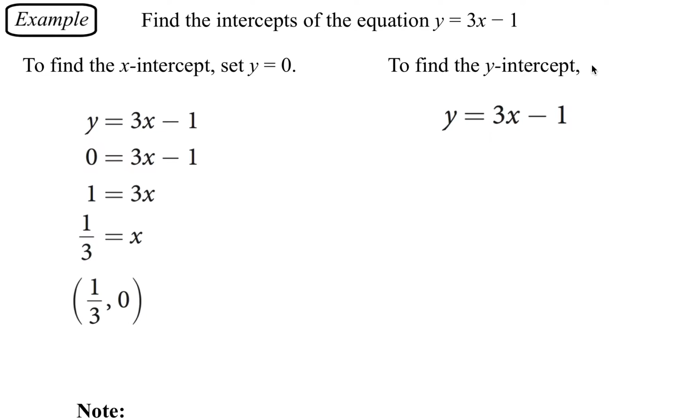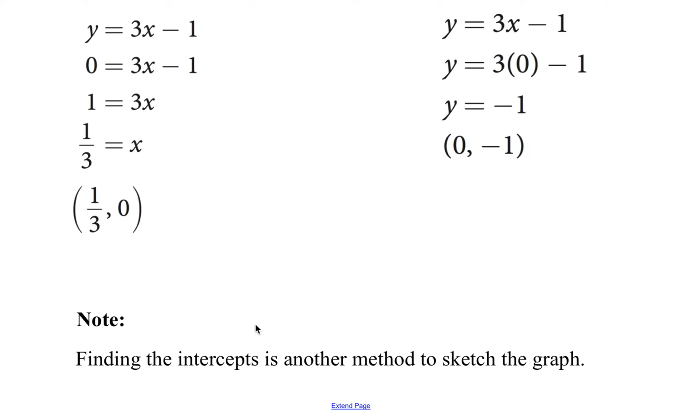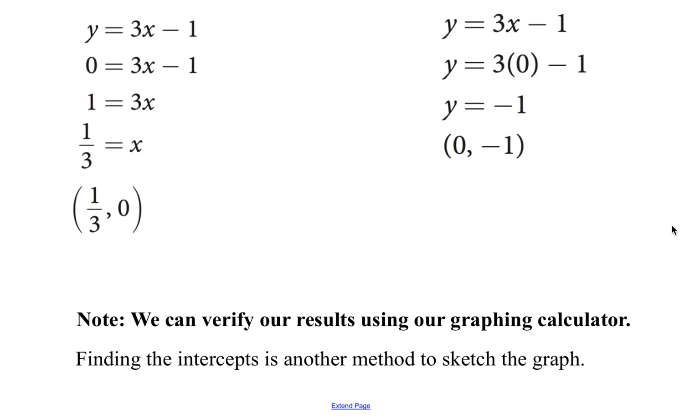To find the y-intercept, we're going to let x equal 0. So when we let x equal 0, the x term drops out, and very quickly we get y equals -1. So that represents the ordered pair (0, -1). So those are our two intercepts. I have a note here for you. We can verify those results using the graphing calculator.